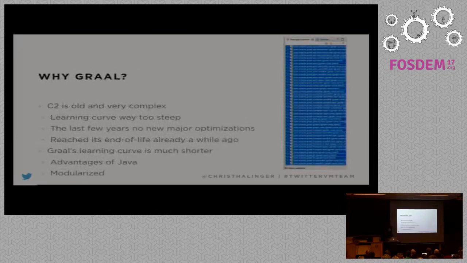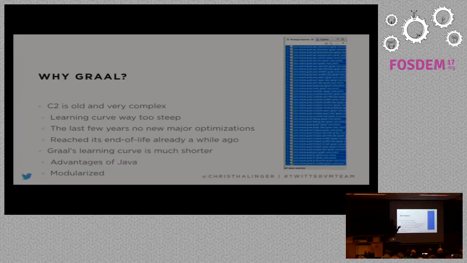So why Graal? I think every time I'm here, I'm talking about this. I've worked on C2 for a very long time, and it's very complicated, and it's not really getting better. There's work being done to clean it up a little bit, but it's still the same old complex code. The learning curve is way too steep. Well, we've noticed that over the years. When we hired new people, these people need to learn for years and years until they can actually work on C2.